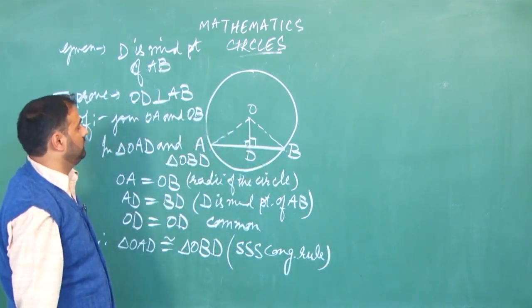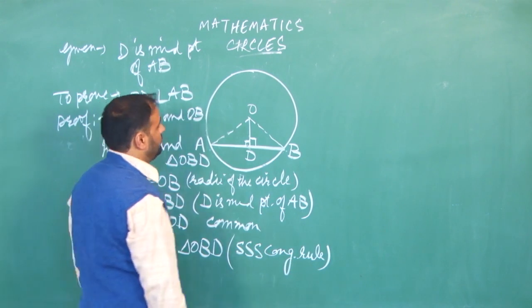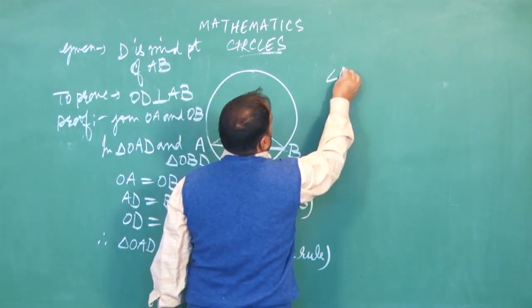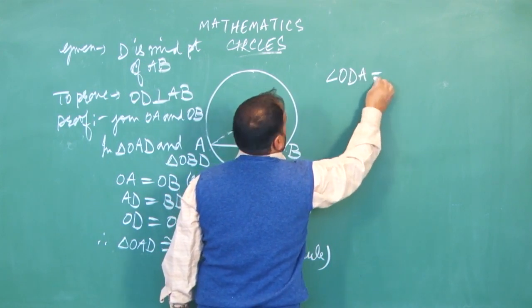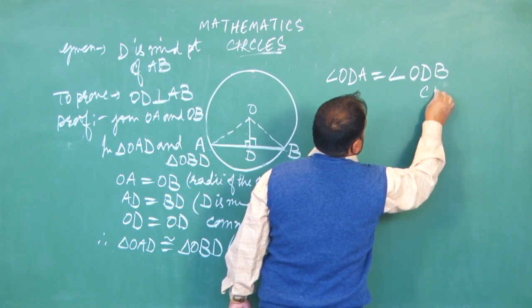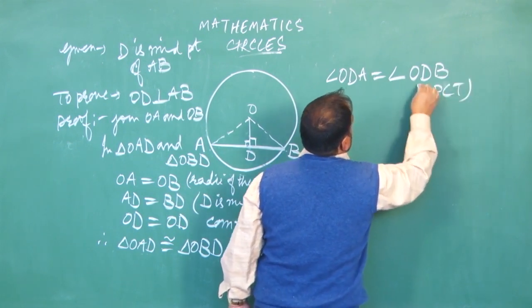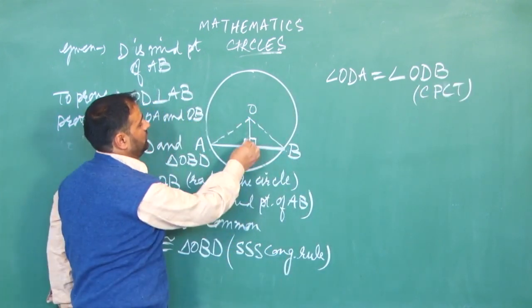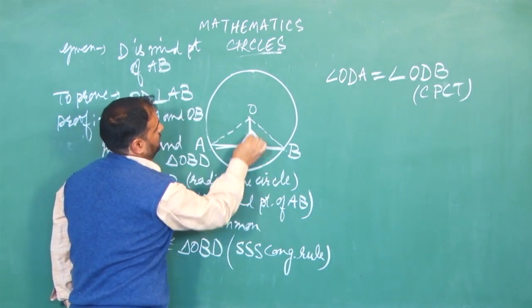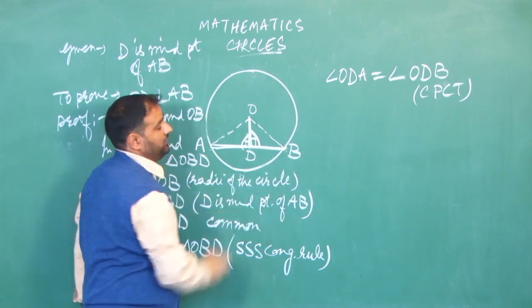Now, when they are congruent, their corresponding angles are equal. Like angle ODA is equal to angle ODB, by CPCT. So this angle ODA is equal to angle ODB. This is ODA and this is ODB.